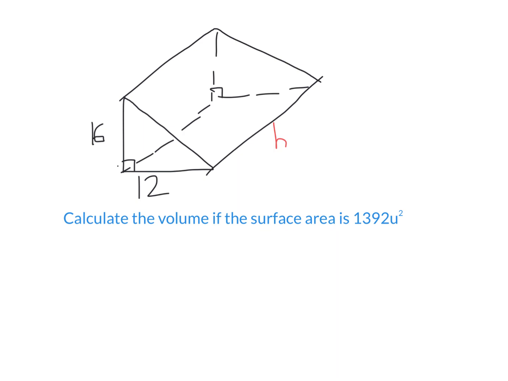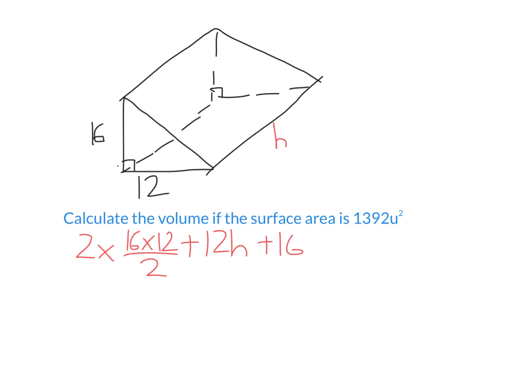So what would be the surface area of this prism here? Well, it would have 2 triangles, each of which is 16 by 12 over 2. So that's the 2 triangles, and then it would have 3 rectangles. So the bottom rectangle here is 12 by h. The rectangle at the back here is 16 by h.